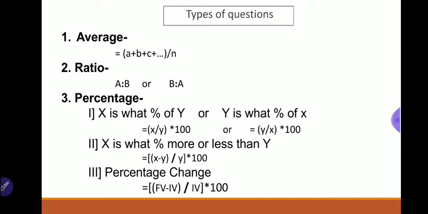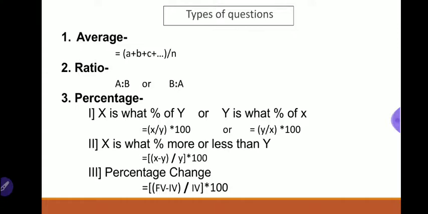Next is ratio. This is also important because in the problem, whose ratio is asked with respect to whom is important. That's why you need to read the question carefully. The ratio of A with respect to B will be A is to B, and the ratio of B with respect to A will be B is to A. So whose ratio with respect to whom is asked is important. This ratio is also asked in some problems.